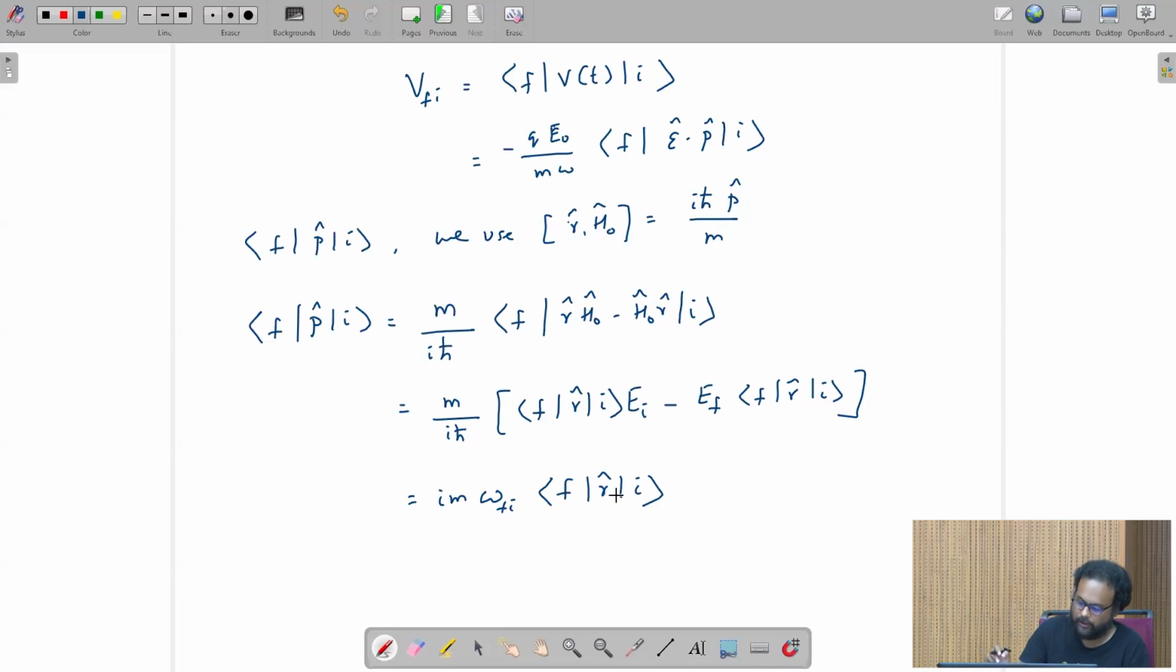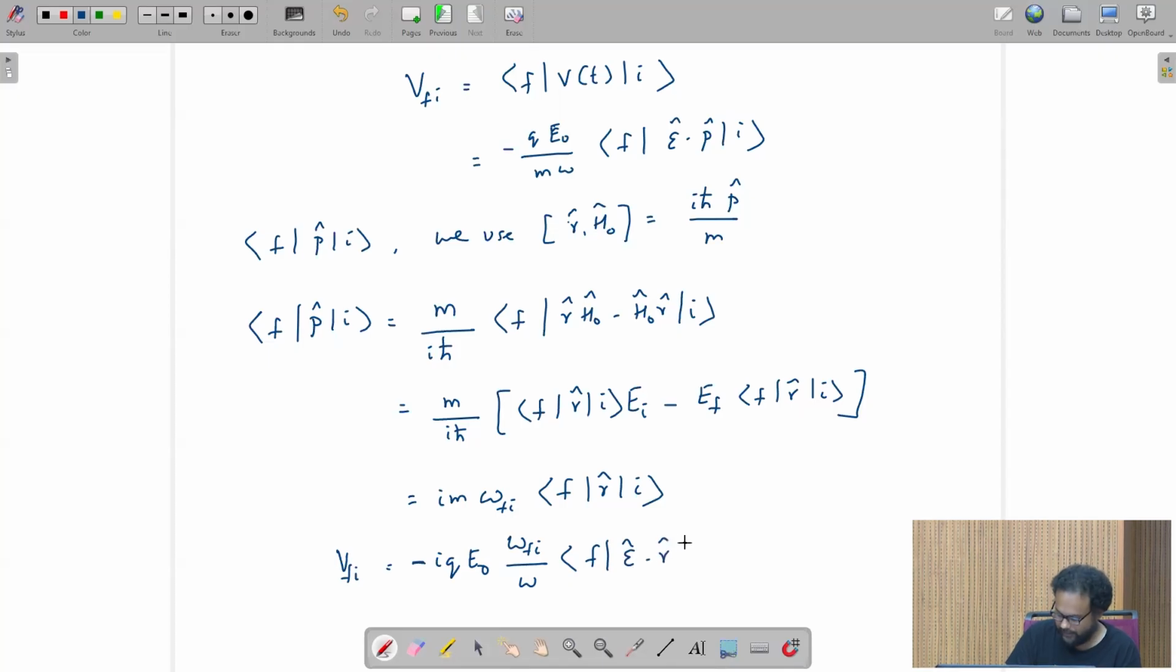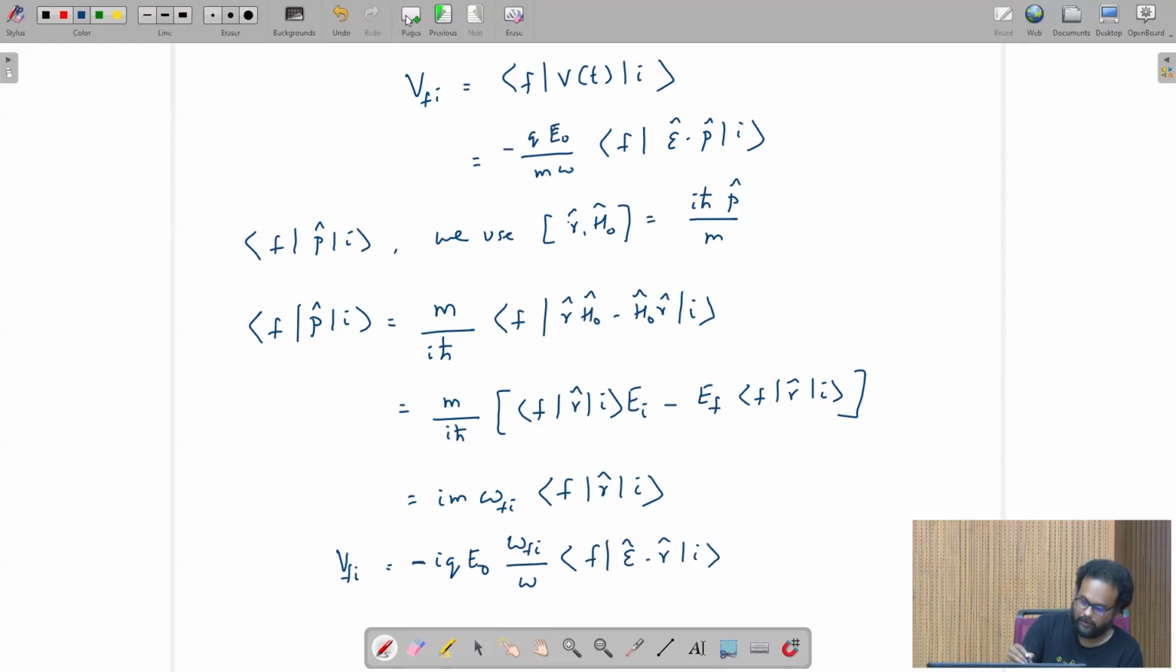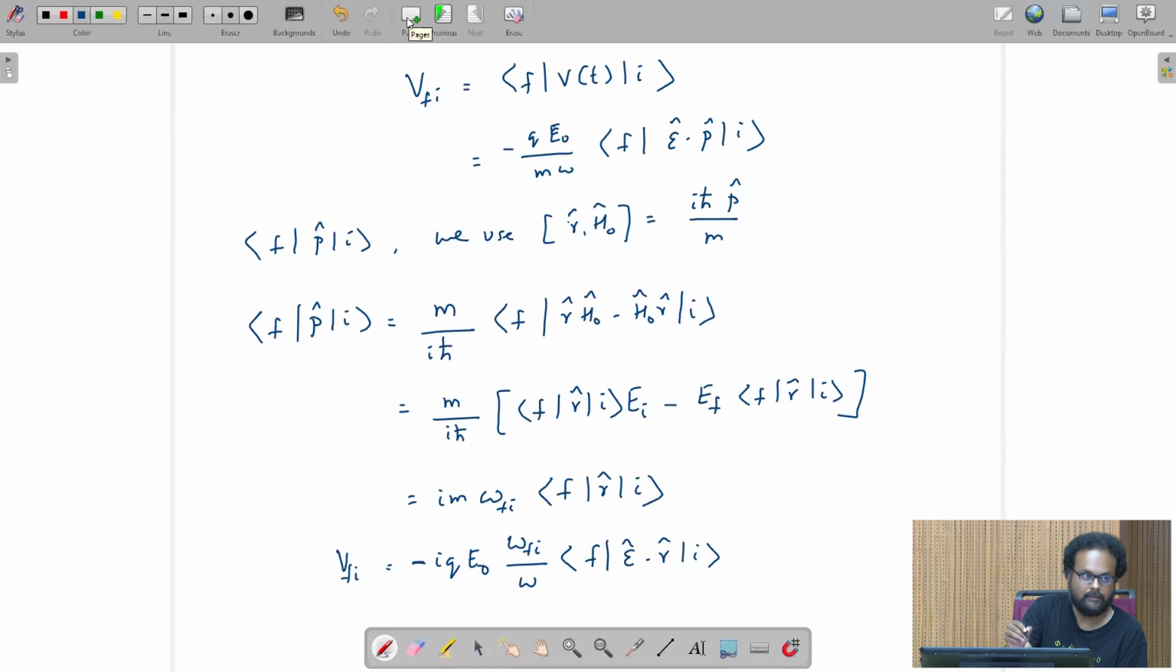Let's go back to our V_fi here. You will see now I can write my V_fi to be i q E naught omega_fi over omega, times the position vector r_i replacing that. Always working with multiple charged particles, let's generalize this to many charged particles. Go to the next slide.